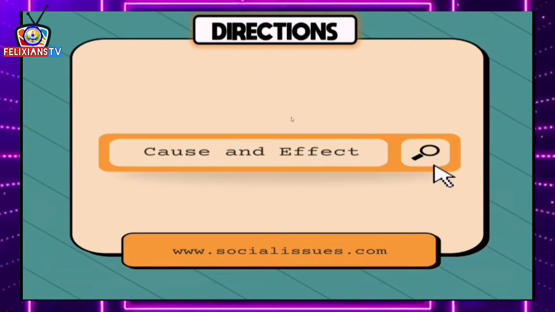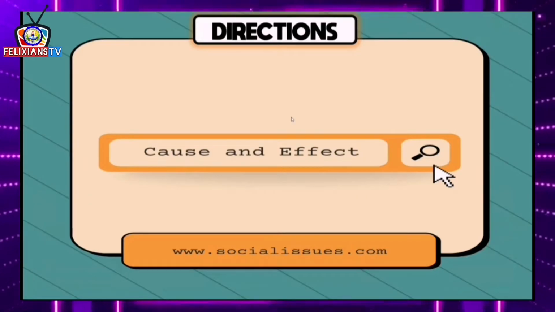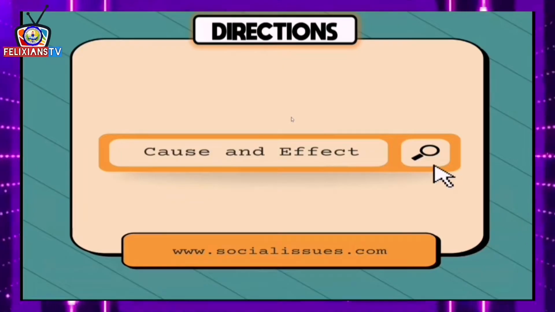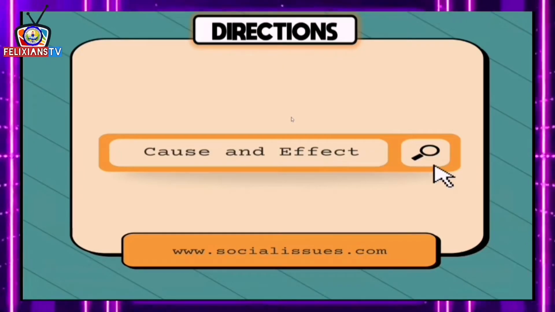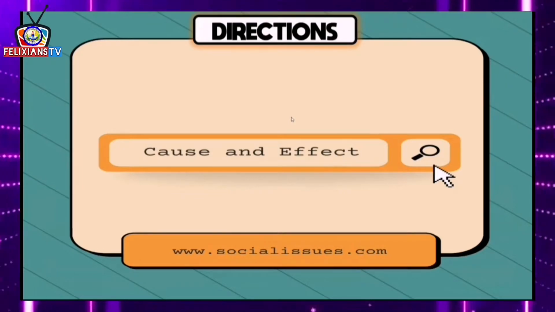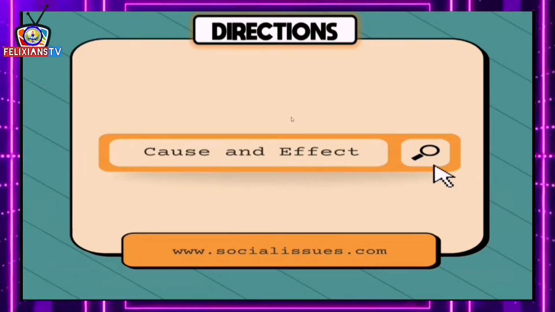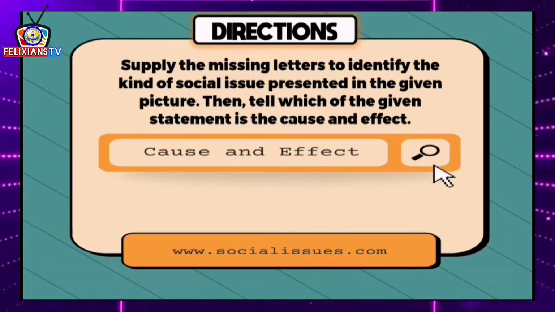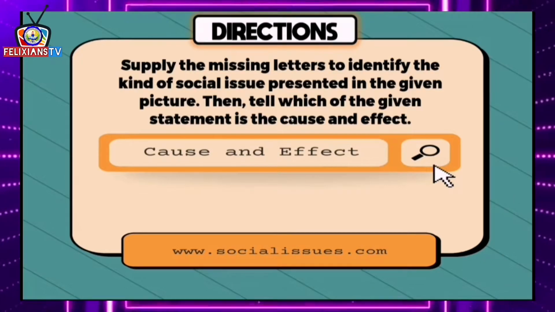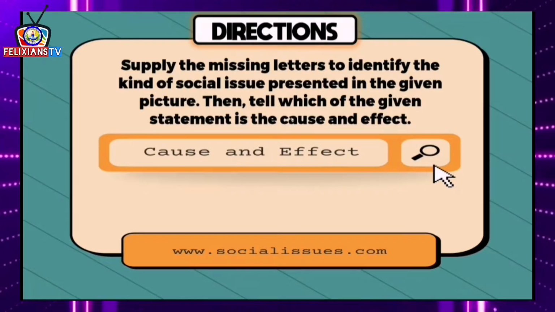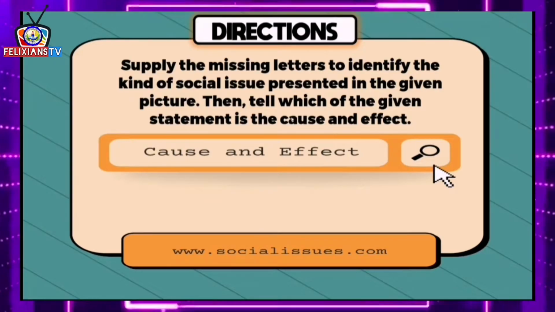And now that we are fully aware of the different social issues in our society, let us move forward to the next activity. This activity is entitled Cause and Effect. For this learning task, you have to supply the missing letters to identify the kind of social issue presented in the given picture. Then, tell which of the given statements is the cause and effect.